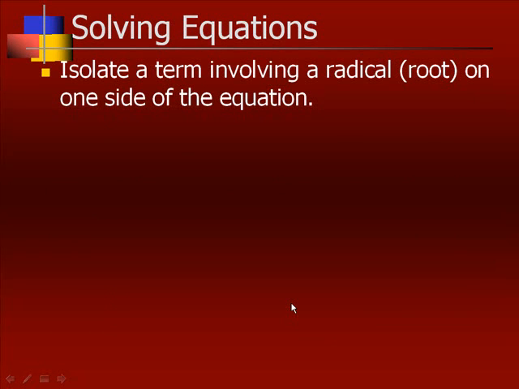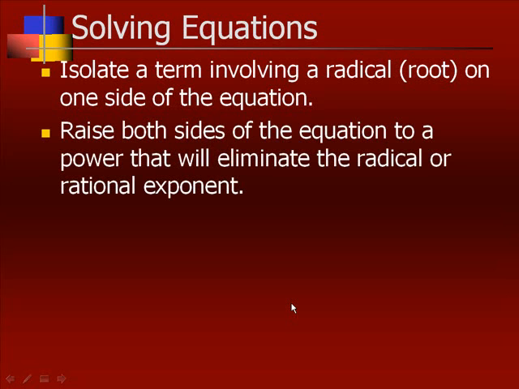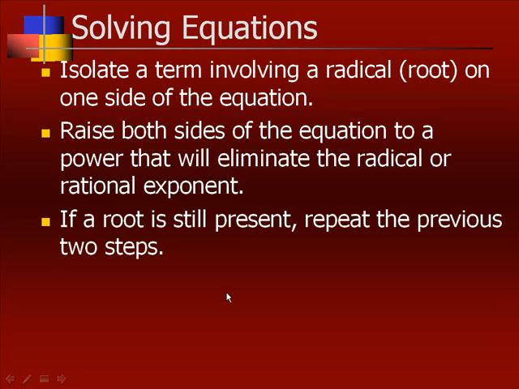Now, to solve an equation, we're going to isolate the term involving a radical on one side of the equation. Then we're going to raise both sides of the equation to a power that will eliminate the radical or rational exponent. So if we have a square root on one side, we're going to square both sides. If we had the third root on one side, then we're going to cube both sides. If we had the 1/4 power on one side, then we're going to take that to the 4th power. If a root is still present, repeat the previous two steps. And then we're going to solve the equation that's left.